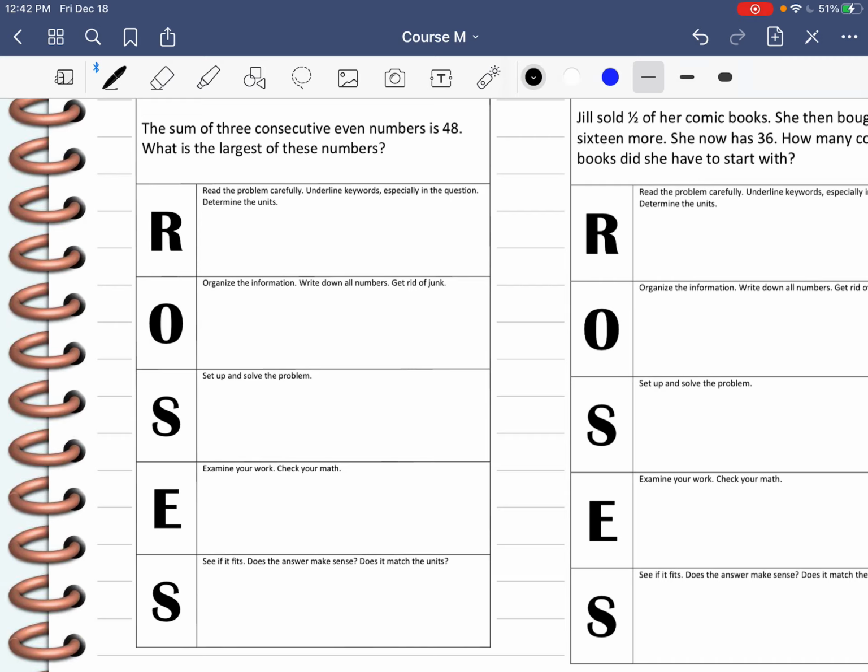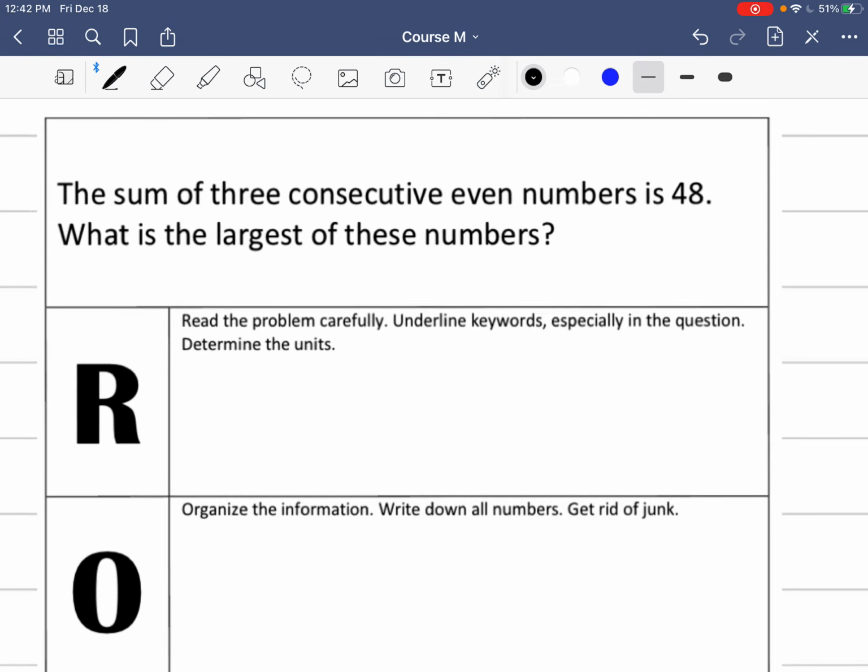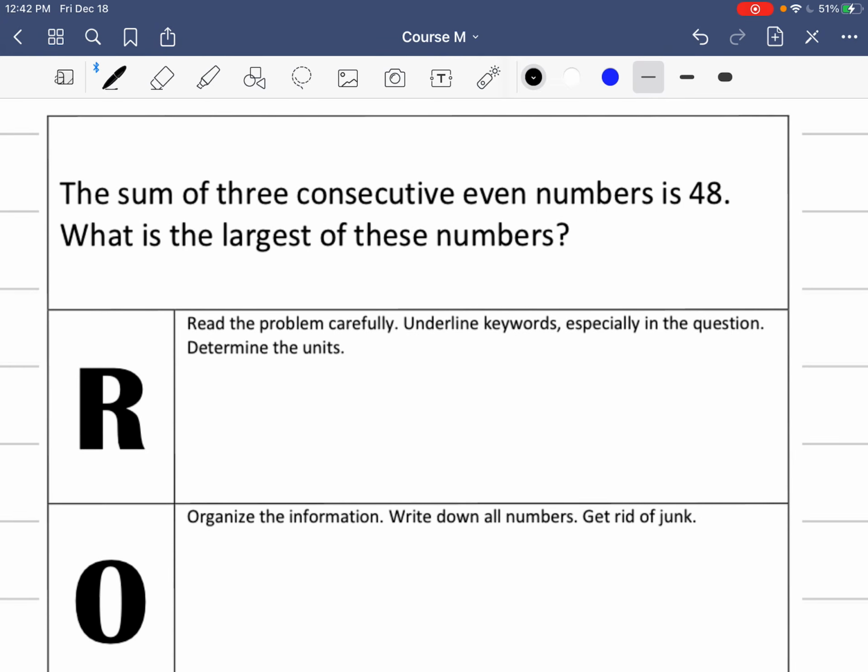Here we have another consecutive numbers problem, but this one has a twist. The sum of three consecutive even numbers is 48. What is the largest of these numbers? So let's put in the question, what is the largest?